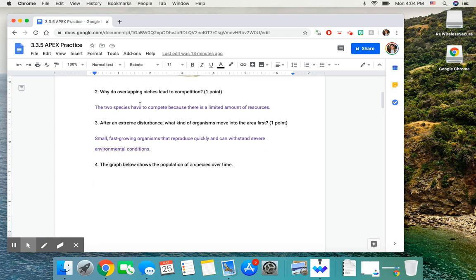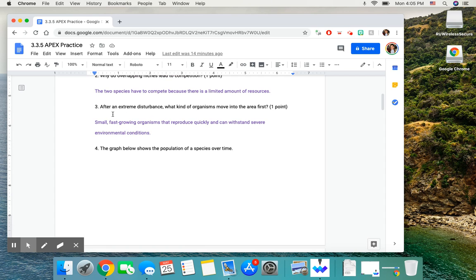Okay, so number 2, why do overlapping niches lead to competition? I want you to remember the definition of a niche. It could be considered as the function of an organism, something that they take on, something that they do, their role essentially in the ecosystem. So when organisms are overlapping in those roles or functions, they have to compete because there's going to be a limited amount of resources for both of them or for many of them. So that leads to competition for resources.